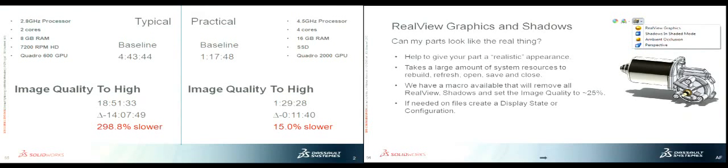Real view graphics and shadows. Again, it's stuff that makes the model more appealing to the eye. About that optimized display option, higher quality but slower, we leave it off. As soon as it says higher quality but slower, if it says it's going to make it slower, I'm going to leave it turned off at that point in time.